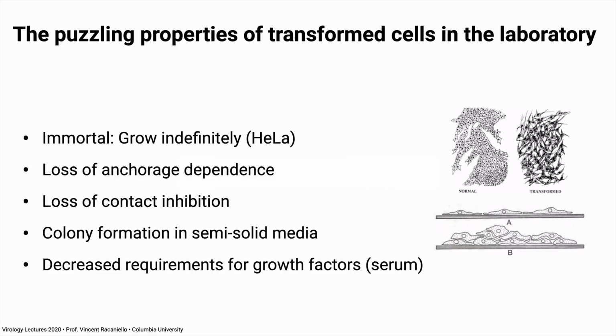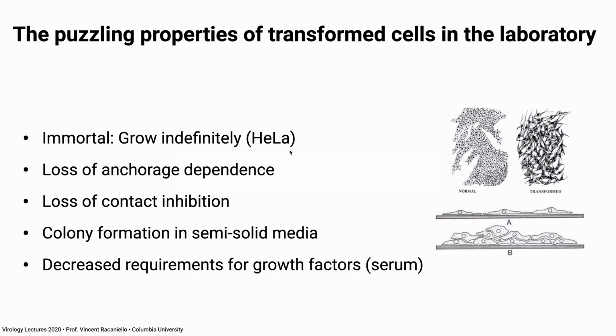And when people first started observing these years ago, when it became possible to make cell cultures in the first place, they were puzzling. People didn't really understand why there were normal cells and why there were transformed cells. But a few of the properties that are important for our discussion today: these cells are immortal. They will grow indefinitely. As long as you keep feeding them and splitting them in the laboratory, they will keep growing and growing and growing. And a HeLa cell line is an example of that. And we'll get back to that at the end here.